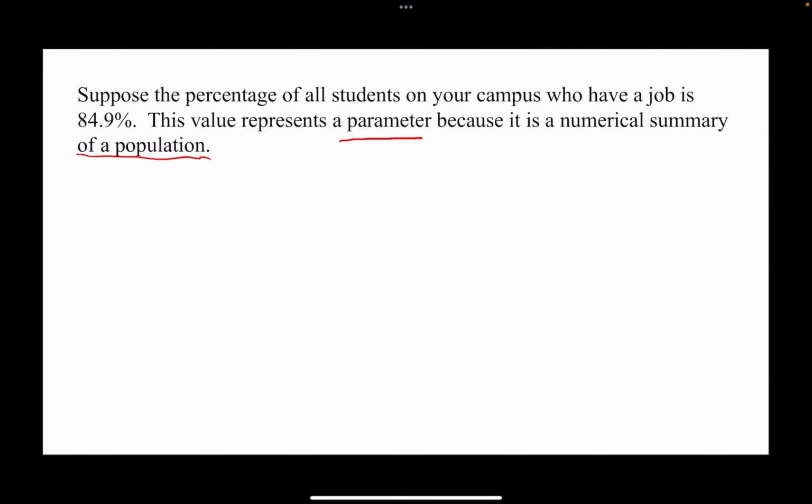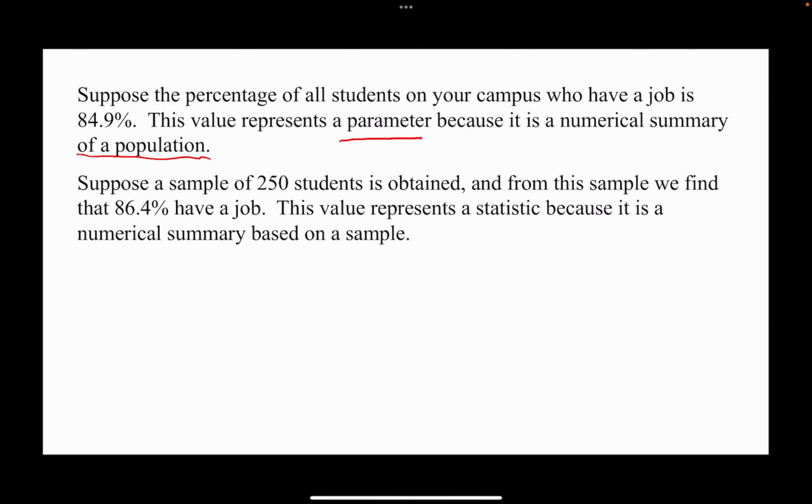I always remember statistics are samples and parameters are population. If you can remember those alliterations or that mnemonic device, that can help you. That's how I had to do it until I finally just had it memorized. So until you have it memorized, try to remember that in your head. So we took a sample of 250 students. From the sample, we found that 86.4% have jobs. This is a statistic because it is based on a sample.